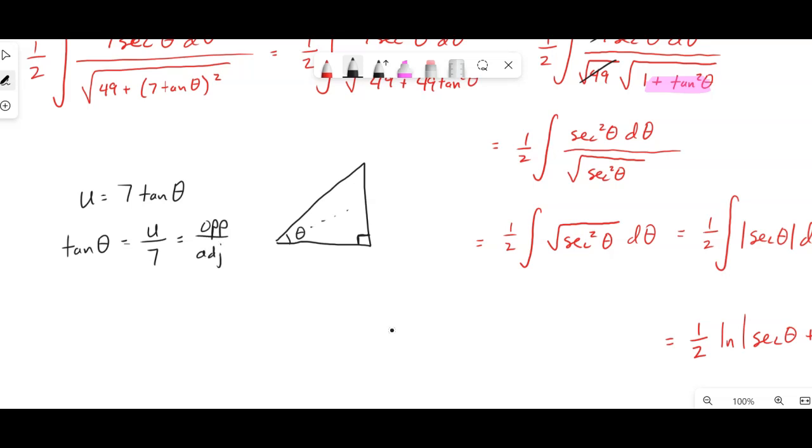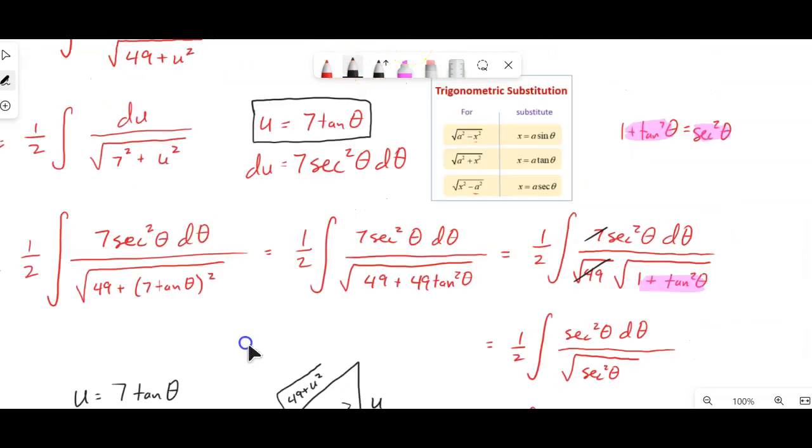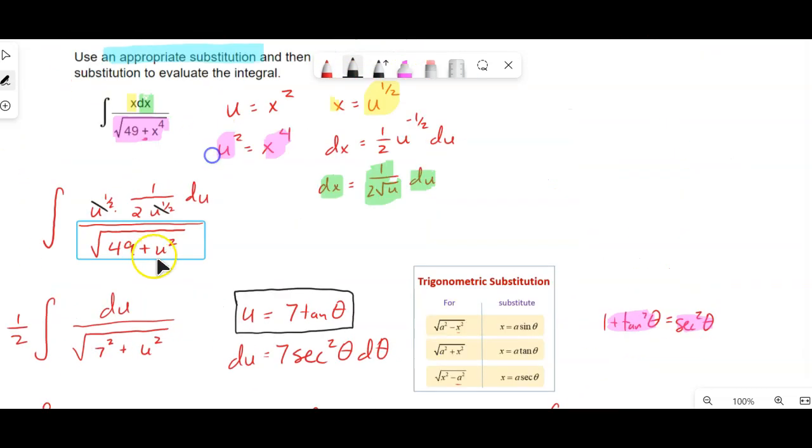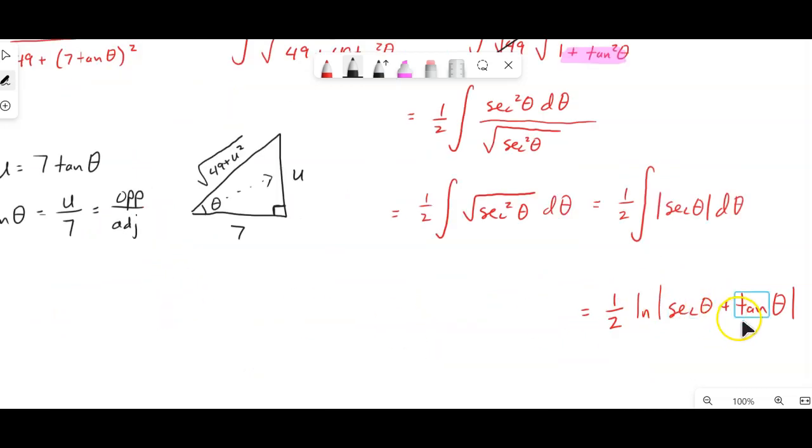So that means the opposite side over here is u, the adjacent side is 7, and that makes the hypotenuse the square root of 49 plus u squared. Once again, that was the original denominator. Once we made the substitution, it was the original denominator. All right, we need secant and we need tangent for this.